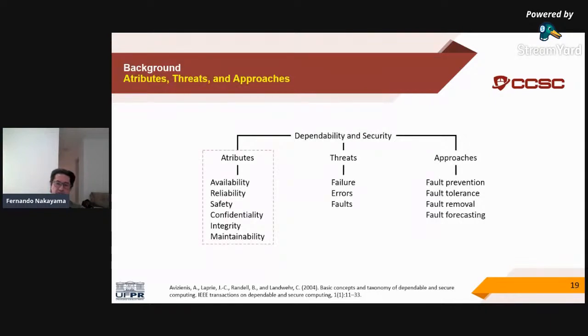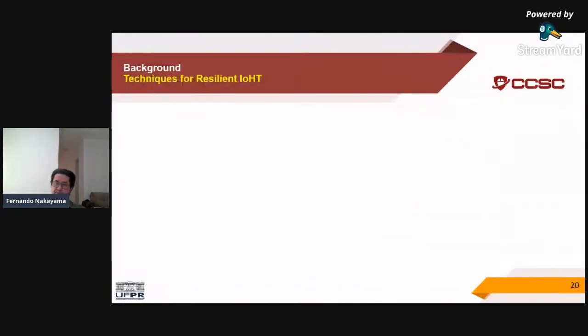Apart from the resilience attribute, the dependability and security tree encompasses the threats to resilience and also the approach to promote resilience. So considering the threats, we have failure, errors, and faults. A failure happens when a system deviates from its normal behavior, and it's caused by an unpredicted state of the system components. This state is known as an error, and the cause of an error is called the fault. And the approaches to deal with faults include prevention, tolerance, removal, and forecasting of faults.